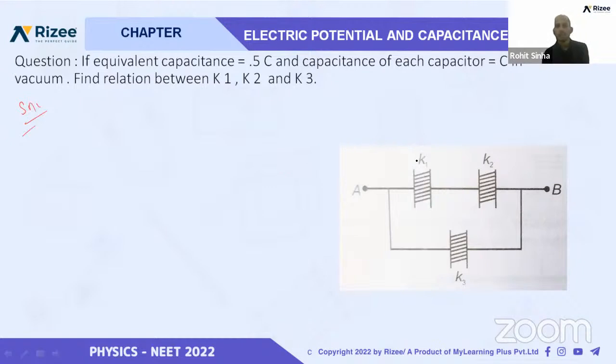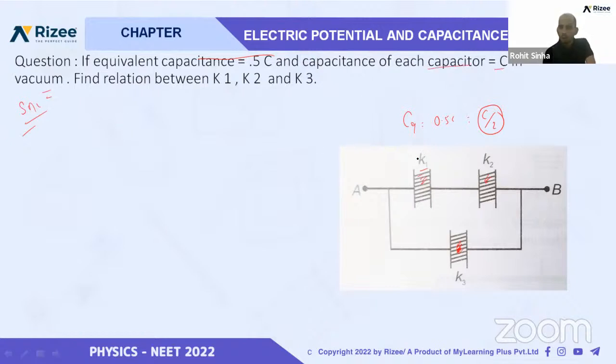Try this question. We have three capacitors. One has dielectric K1, another has K2, and the third one has K3, like this. The equivalent capacitance is given as 0.5 C, that means C by 2. The capacitance of each capacitor is C in vacuum.